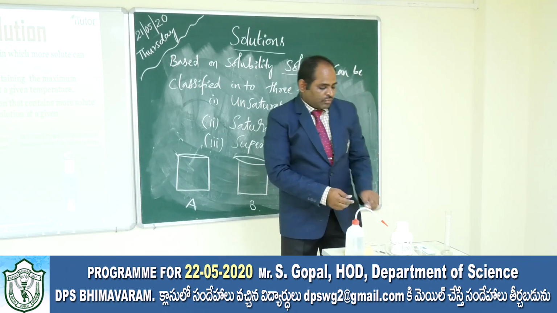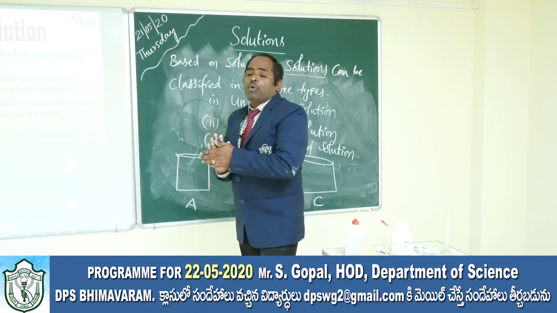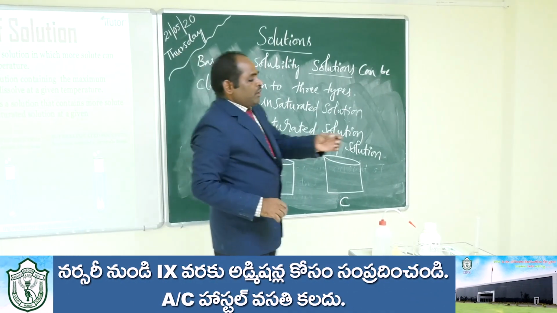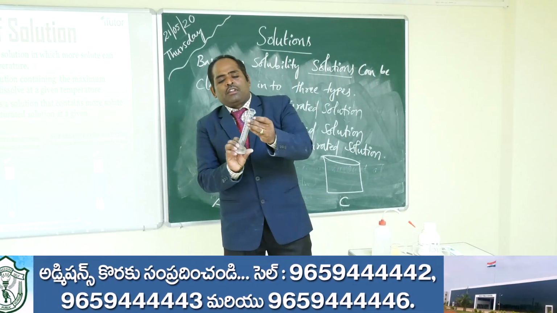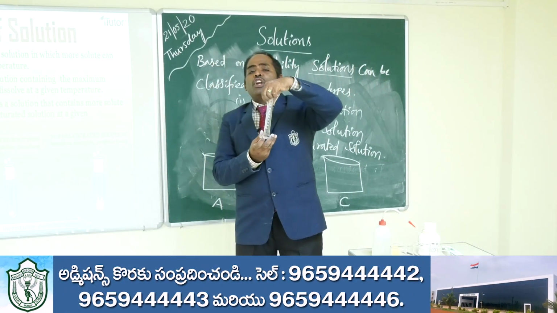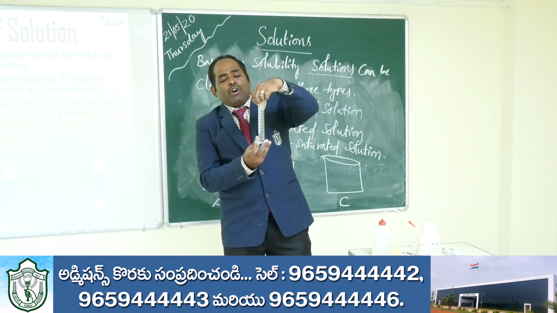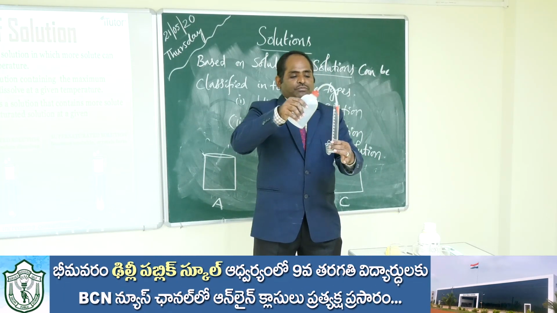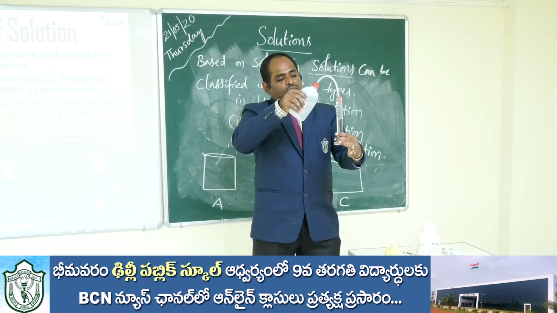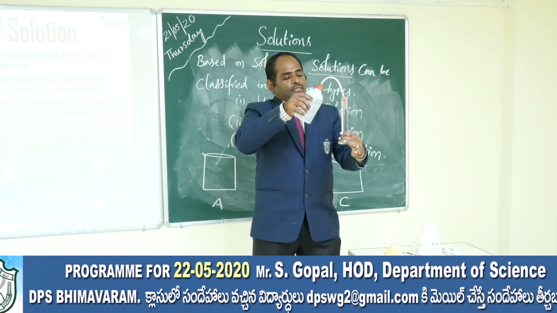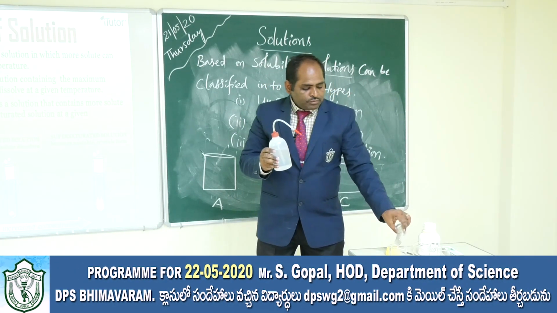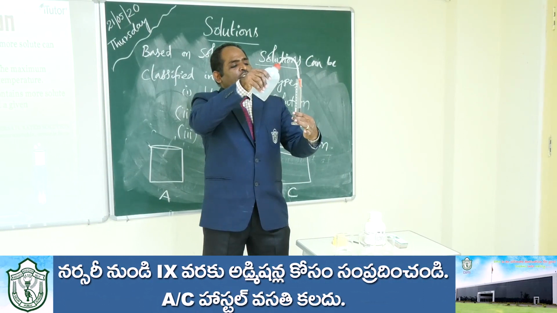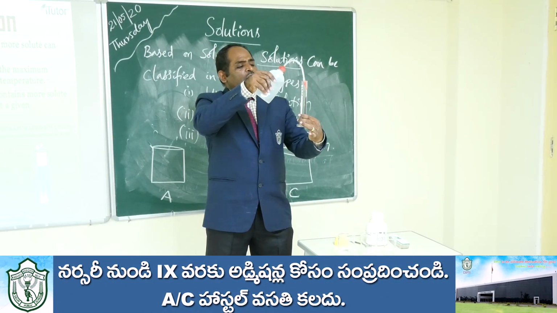In these beakers I am taking an equal amount of water, the solvent, 50 ml of water. We have a measuring cylinder, this is called a measuring cylinder. We will take 50 ml of water equally. The first one has 50 ml of water, and the second one also 50 ml of water. Equal amount I am taking.